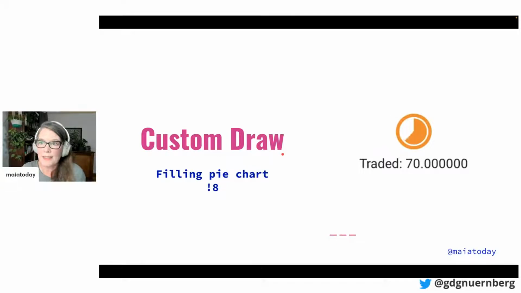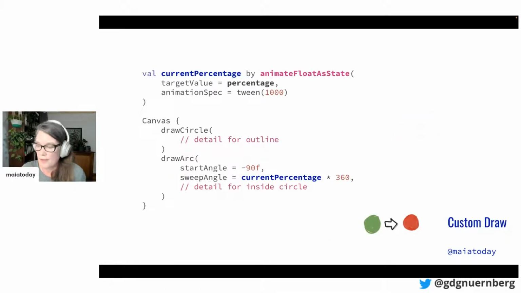Okay, let's look at something slightly more complicated. So here I've got a little pie. I'm drawing a circle outline and an inside circle, and I want to animate how it fills up as the coins are being bought or sold. Let's look at what this would look like. So we're using this animate float as state, which is the same family of methods. And it again will save the value inside the state. And the composer will know about this. And we're just giving it the percentage that we're getting from the backend.